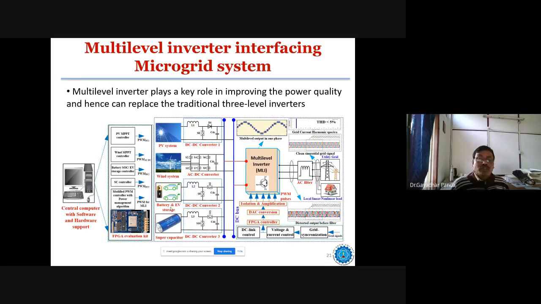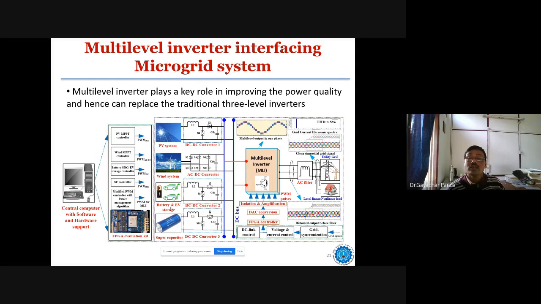Here, one of the research articles, from one of our PhD scholars, is working on the multi-level inverter for the application of PV power or renewable energy sources. Here, if you see, there are different sources and energy storage devices connected to the DC grid, you can say, DC microgrid. We are maintaining a DC voltage.